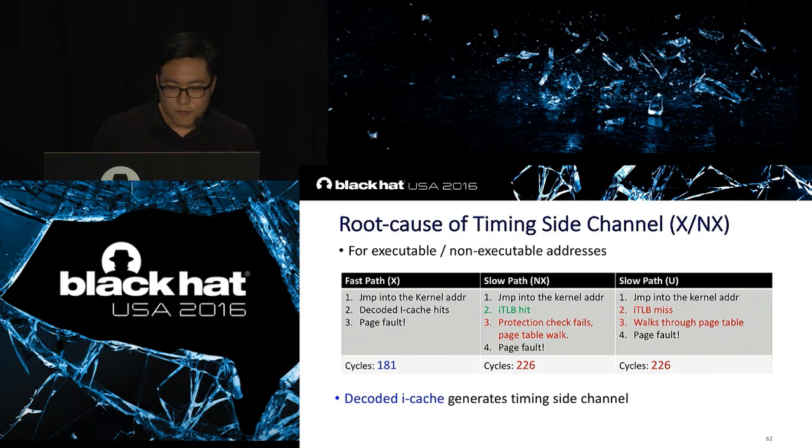In summary, the executable address hits on the decoded I cache, so it always gets the fast path. But for the non-executable page, even if the ITLB gets a hit, it needs to go through the page table walk again, and then it can get the page fault. And for the unmapped one, it always goes to the page table walk to determine the fault. So for the slow path, they require a page table walk, so they return a slower time than the executable address.